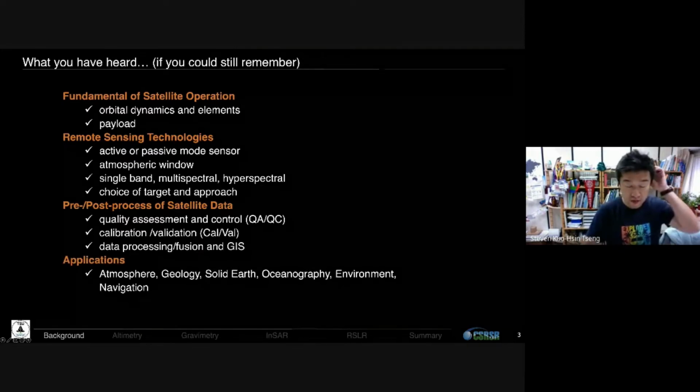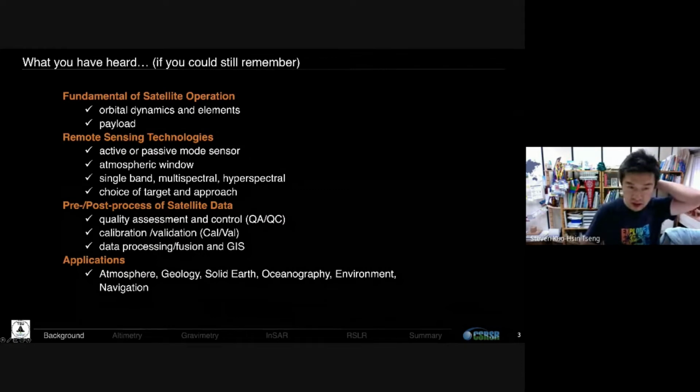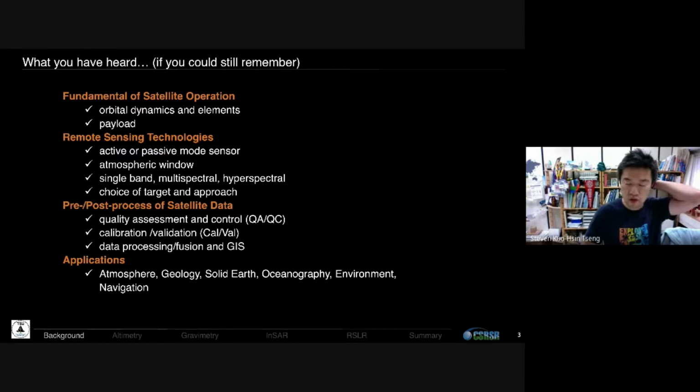And some applications. We have a lot of applications that depend on your field of study, and this is very important because you must know your target before choosing the correct tools or procedures to achieve your goal. Okay, so these are the background.